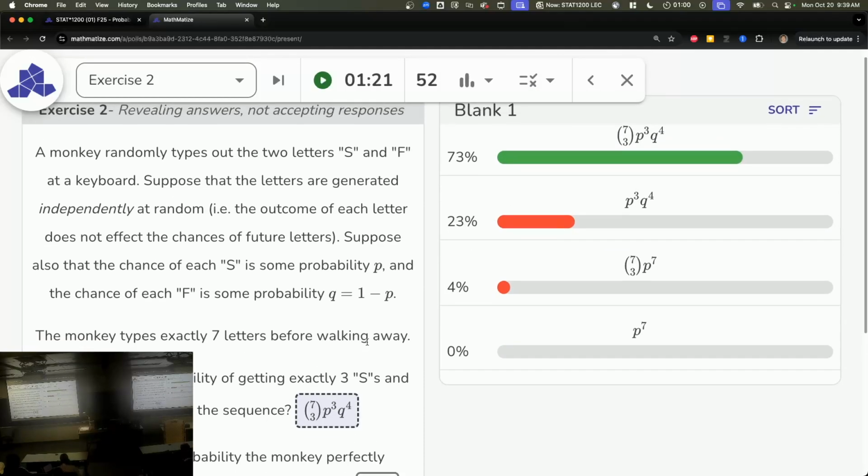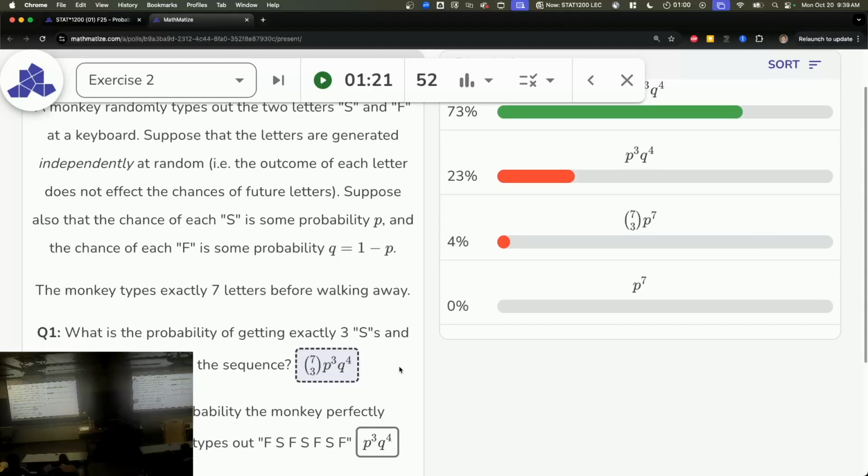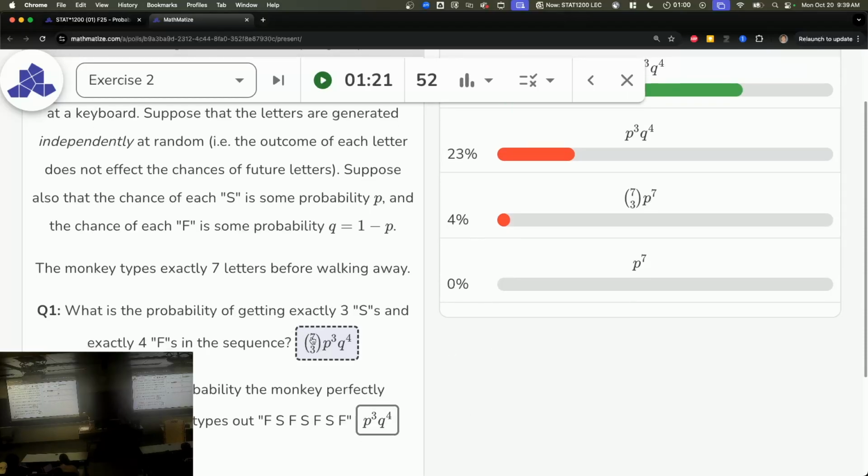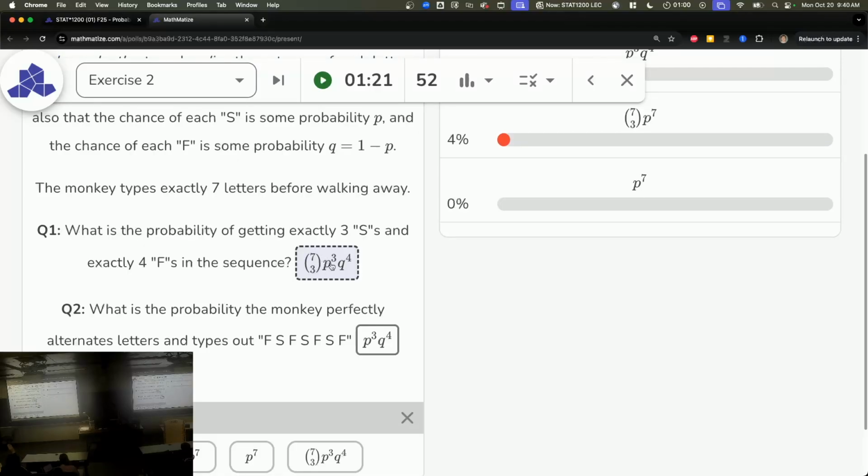So the first one, this is the kind of binomial question. You have a sequence of these things, and you're asking the number of s's. That's the random variable we care about, the number of s's. And that one involves this binomial thing, 7 choose 3. This is also called a binomial coefficient. It's the coefficient that goes in front.